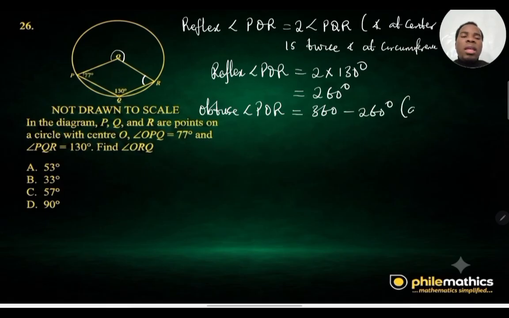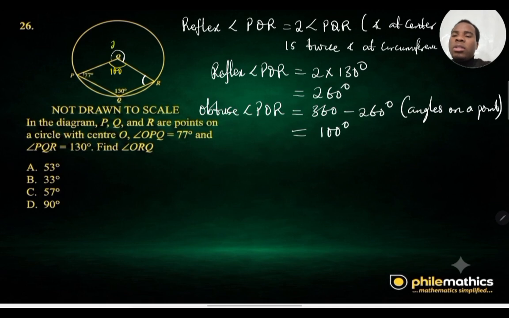Simply, angles on a point gives 360, and that gives 100 degrees, which is this angle here. So this is 100, this is 260. Then finally, the angle we are asked to look for, ORQ.